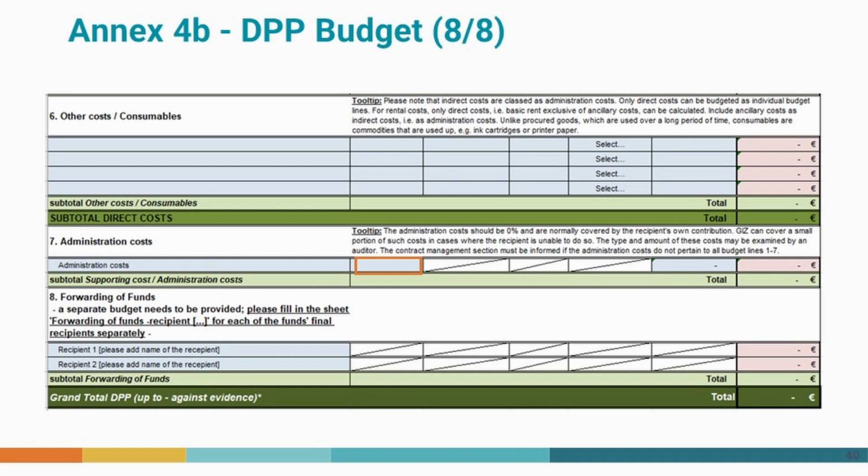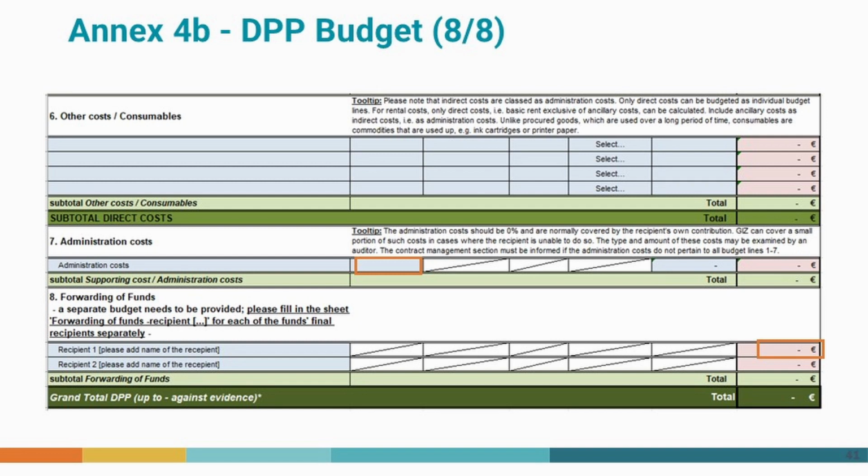In case of forwarding of funds, you will need to firstly fill out a respective sheet in the budget template in the same manner as you do as an applicant. As soon as all values are included and calculated, the total value of funds forwarded to a sub-grantee will appear automatically in the main budget sheet.